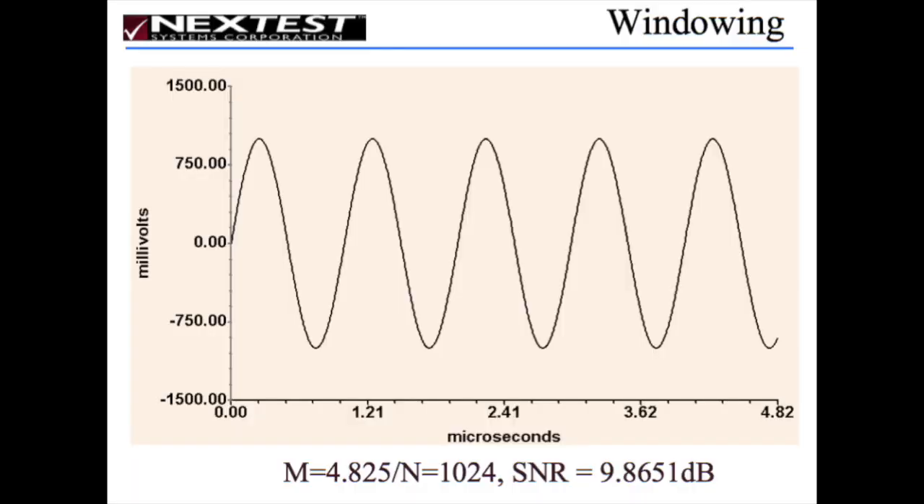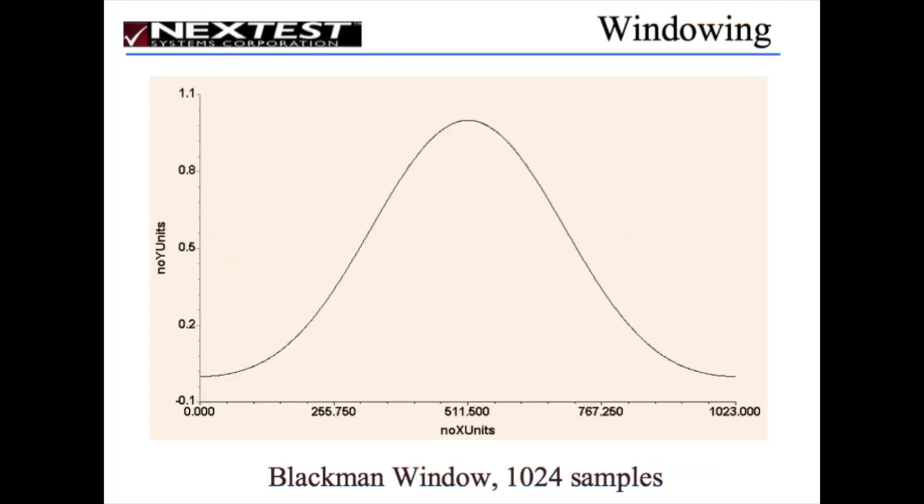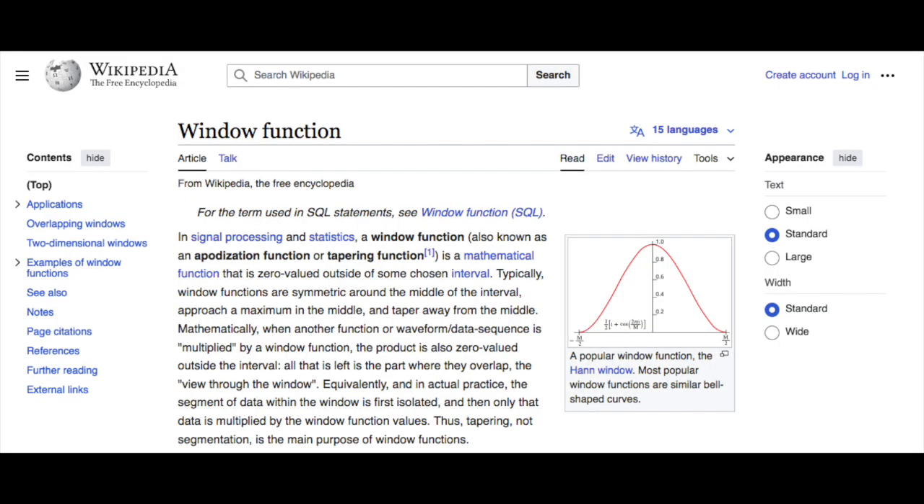Okay, so here's the time domain waveform again. The SNR is 9.8651 dB. That's really bad. Now, we go off and we generate a Blackman window. How do you do that? There are a lot of ways to do it. I'll show you in a minute. But you can go to Wikipedia. Wikipedia has a list of all the windows that are currently in use, and it gives you the formula for every one. So if you want to, like in Excel or whatever, you can generate your own window.